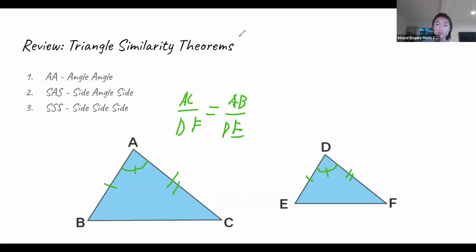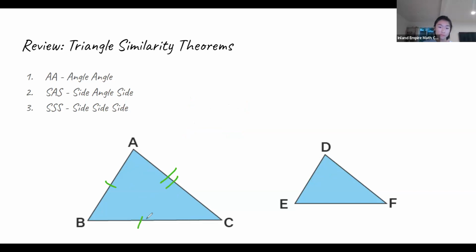And the last one we're going to go over real quick, here's side-side-side. This one's pretty straightforward. If AB divided by DE is equal to AC divided by DF, so the ratios are the same, which is also equal to BC divided by EF, then these triangles are similar. So the side lengths, not side angles, side lengths must all have the same ratio. So does that all make sense? A little quick review.